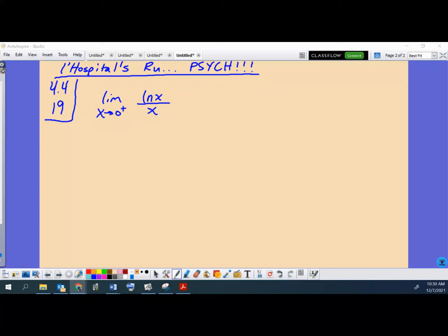All right, we're looking at another L'Hopital's rule question here. It's in the L'Hopital's rule section in the Stewart calculus book, section 4.4, number 19.